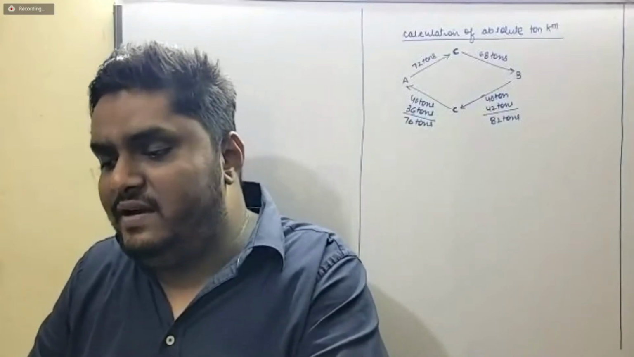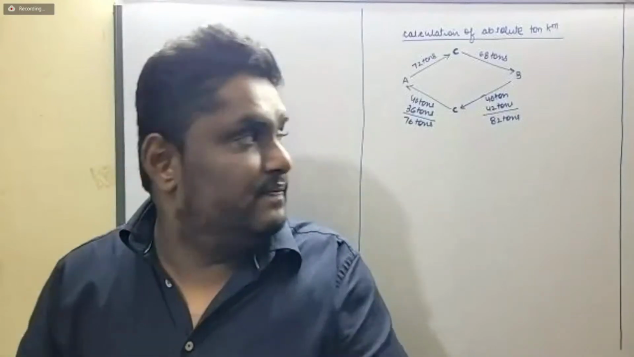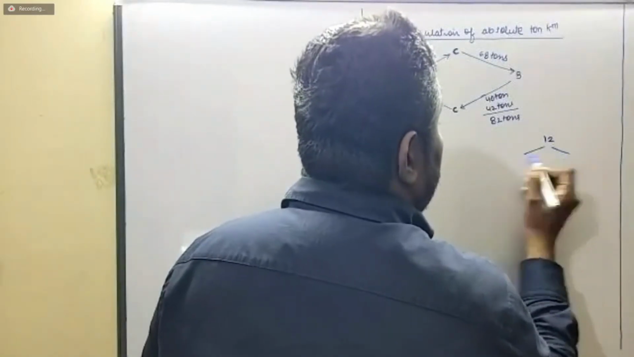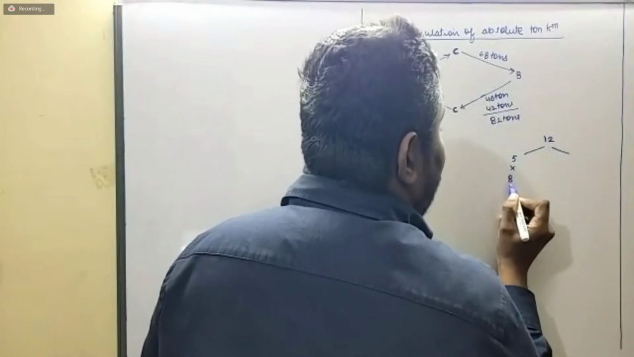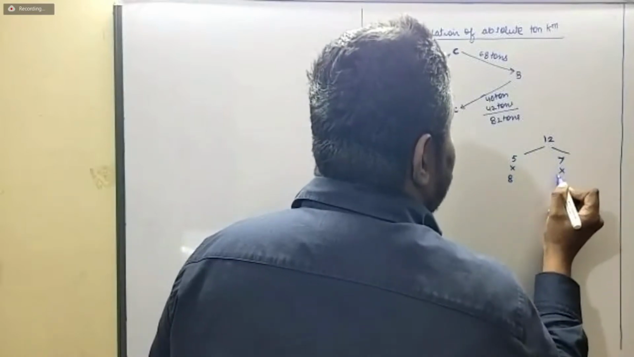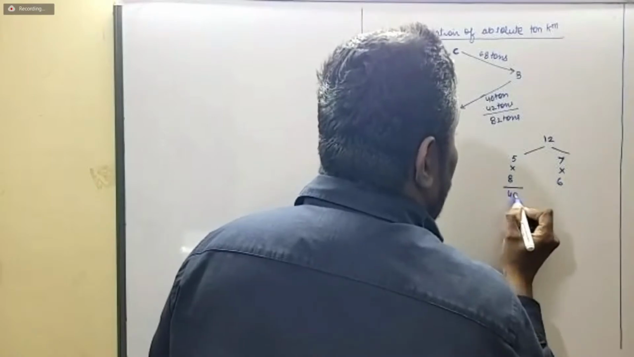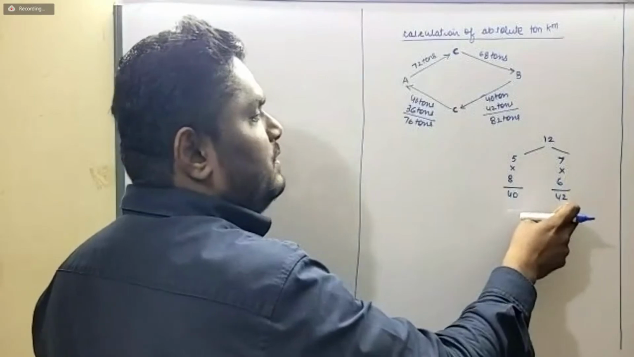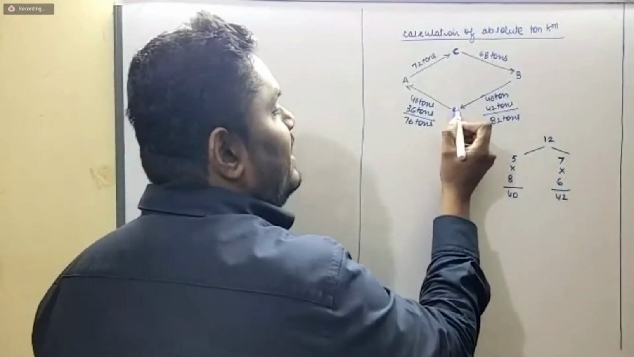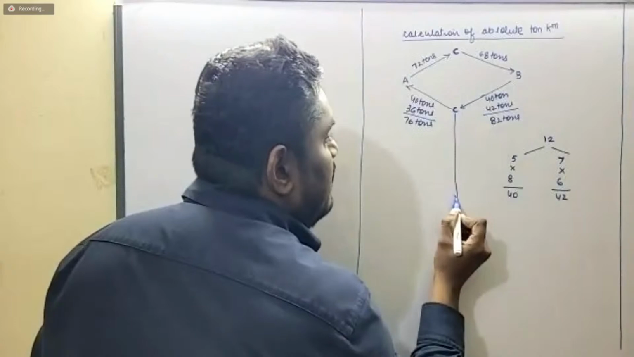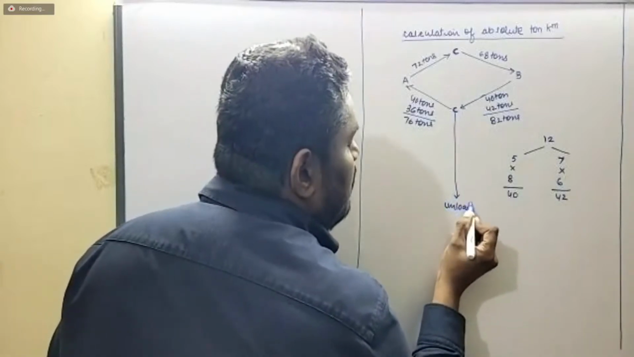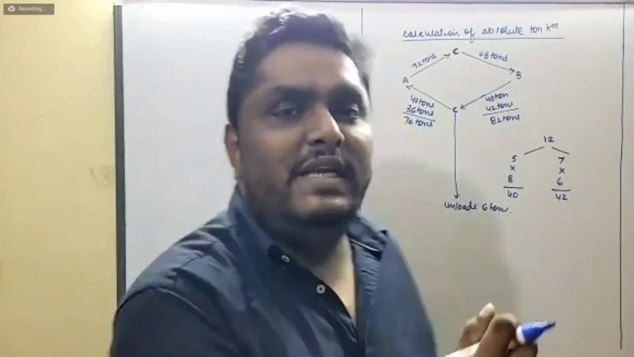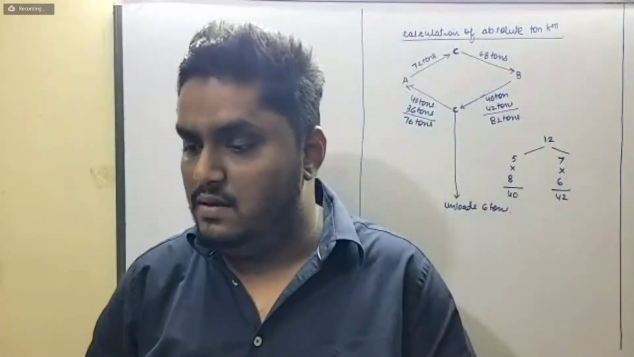Sir, please explain the return journey once again. So out of 12 trips in the return journey, for the 5 trips they carried 8 tons, and for the 7 trips they carried 6 tons. So 40 and 42. Now, out of these 42 tons, 6 tons were unloaded at city C. It means the balance tons transferred from C to A is 36 tons.